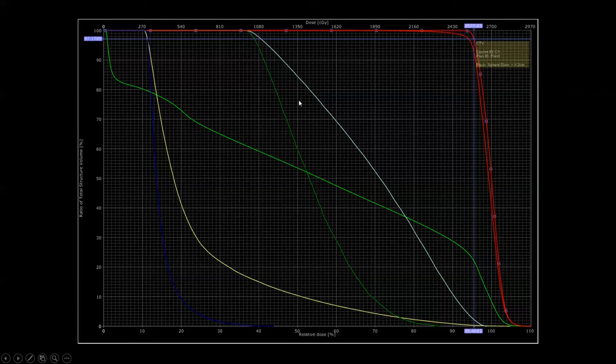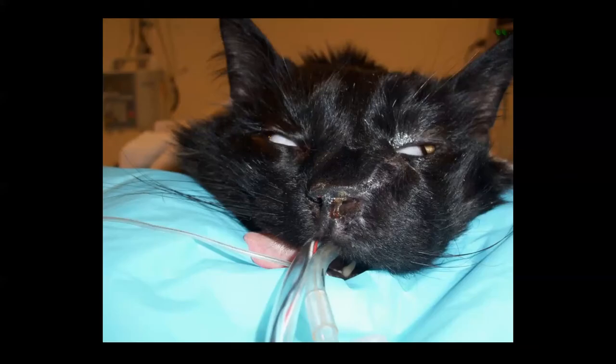The left eye are these 2 green lines here. We knew that we weren't going to be able to spare that eye very well, so there's a higher volume getting a higher dose for the left eye. The right eye is actually pretty nicely spared, considering how close it was to the tumor volume.